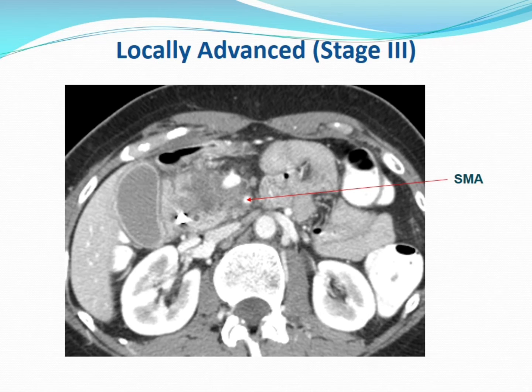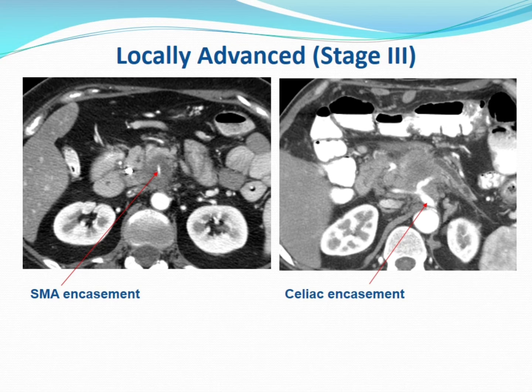In this CT image, there is a locally advanced tumor. As seen here, this is the tumor. This is the superior mesenteric artery. There is encasement of the superior mesenteric artery by more than 180 degrees. And this tumor is considered a locally advanced tumor. This is a locally advanced tumor with encasement of the superior mesenteric artery by more than 180 degrees, and there is also encasement of the celiac axis by more than 180 degrees.